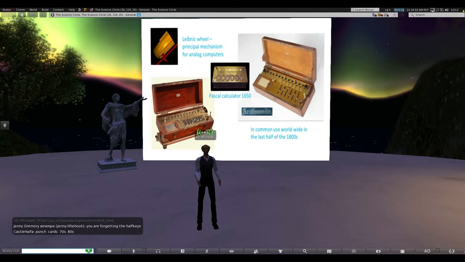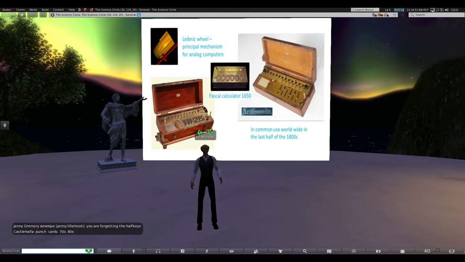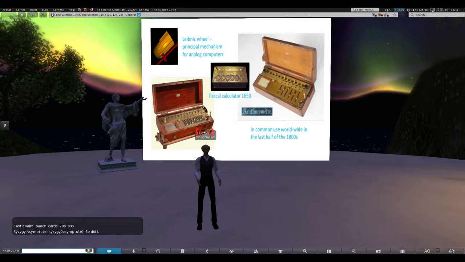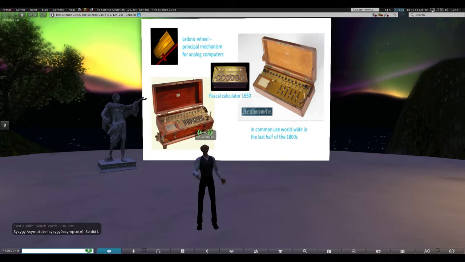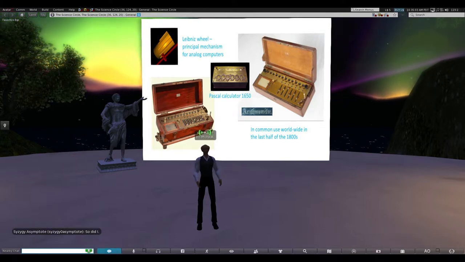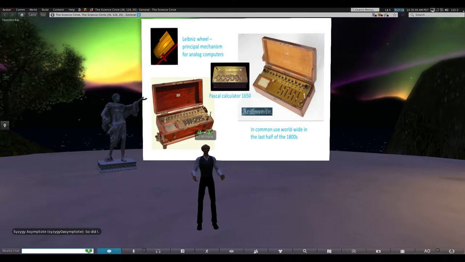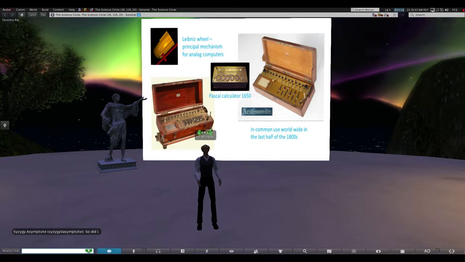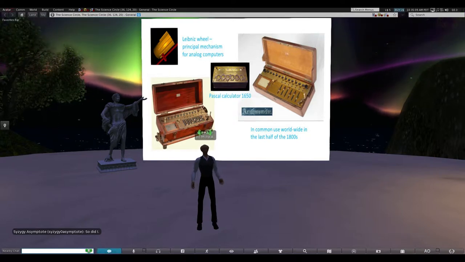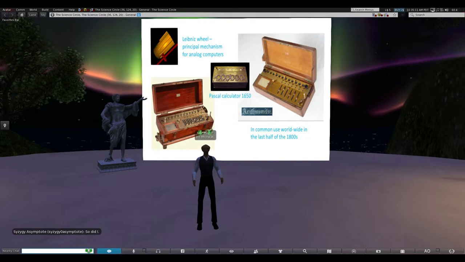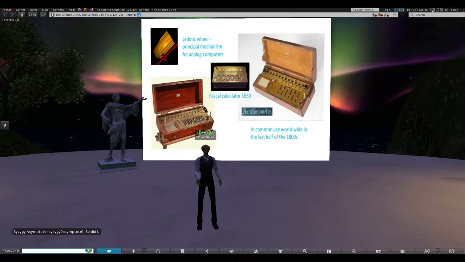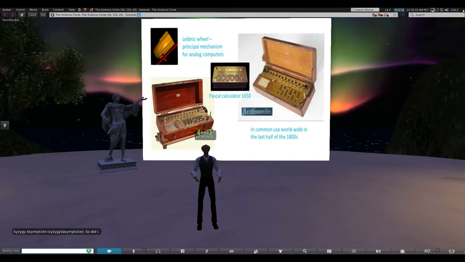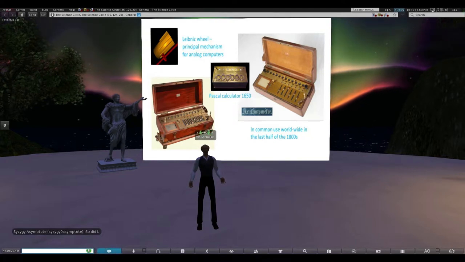And so they go, my goodness, we have so many immigrants coming in that by the next decade, for example, it may take quite a long time to do the census. And so he goes, okay, Herman Hollerith here, how about these little cards? And so he created a machine to read the cards.